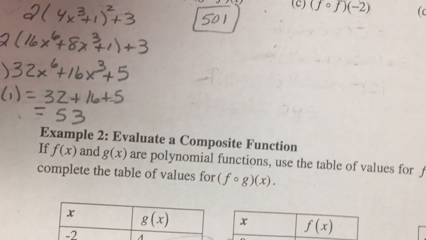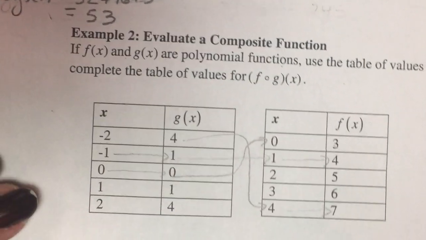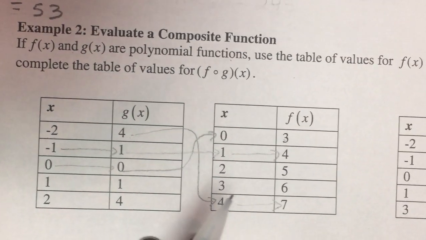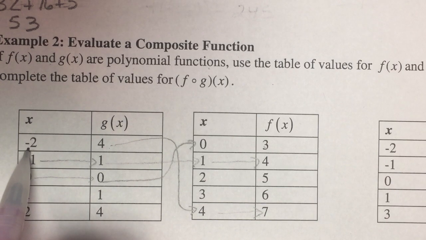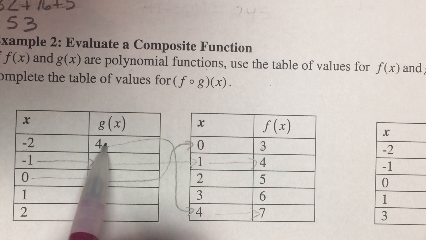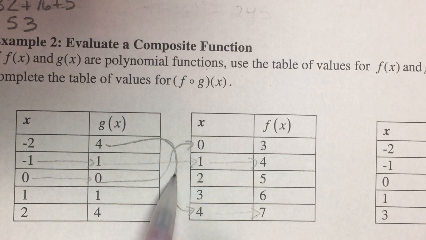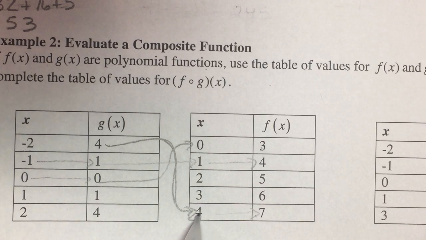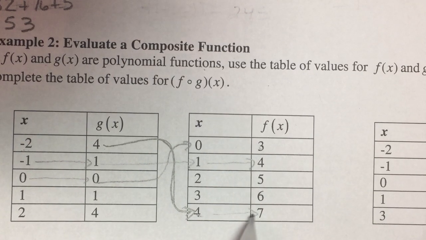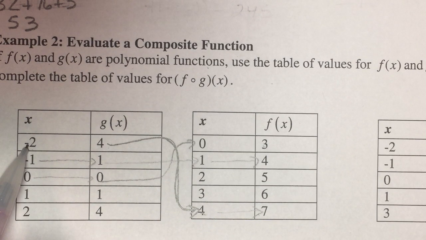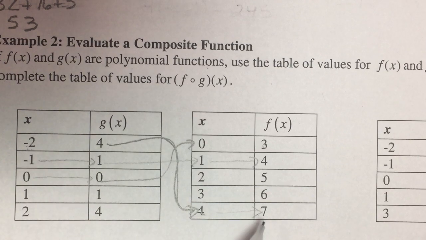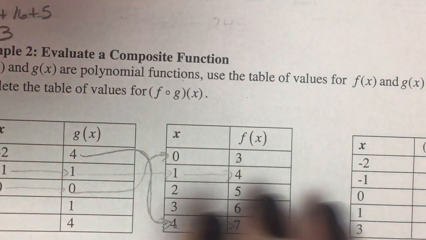For example 2, they kind of give you a visual as to what's going on when you do that. So for example, if I were to take -2, plug it into G, I would get 4. Then I would take that answer and plug it into F, and when I plug it into F, I get 7, or the output is 7. So when in the beginning I take a -2 and I plug it into my composition function, I end up at 7.